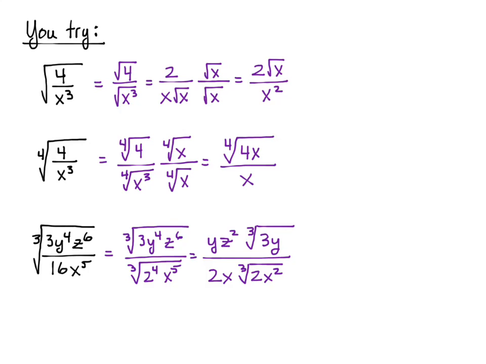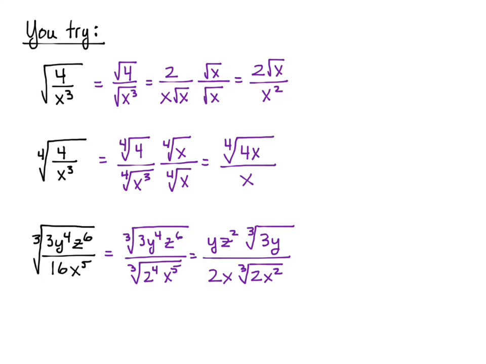So we can take out the y, the 3 remains, we're going to have a y left over, and then we take out z to the 6th, which is going to be z squared. And then in the denominator, we can take out a 2 to the 4th, we can take out a 2 cubed, which will leave 1 2 inside of the radical, and then in x to the 5th, we can take out the x and have x squared left over.